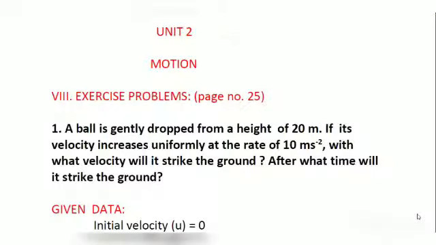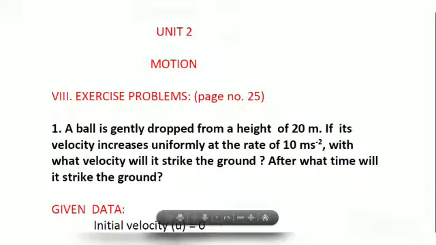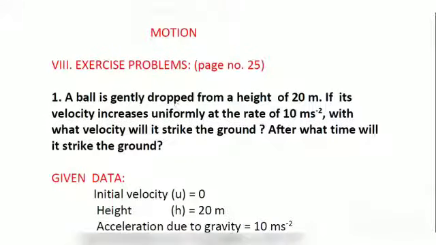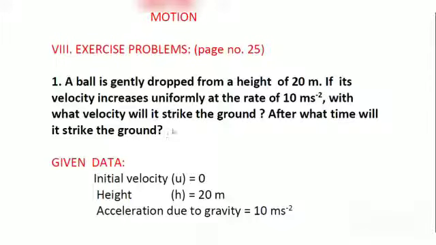In this video, we are going to see exercise problems on page number 25 in Unit 2, Motion. Question number 1. A ball is gently dropped from a height of 20 meters. If its velocity increases uniformly at the rate of 10 m s^-2, with what velocity will it strike the ground? After what time will it strike the ground?